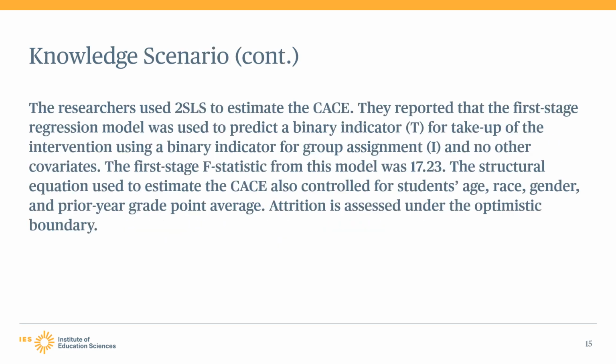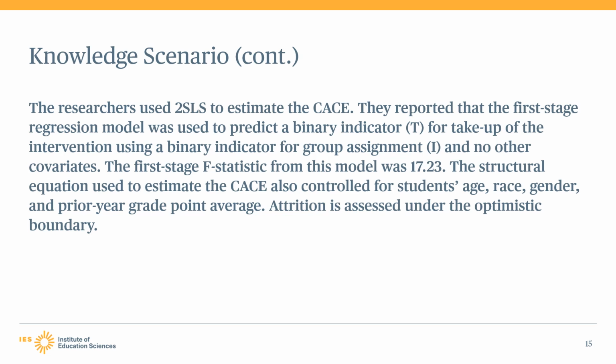The researchers used a two-stage least squares regression model to estimate the CACE impact. They reported that the first stage regression model predicted a binary indicator, T, for take-up of the intervention, using a binary indicator for group assignment, I, and no other covariates were included in the model. The first stage F statistic from this model was 17.23.